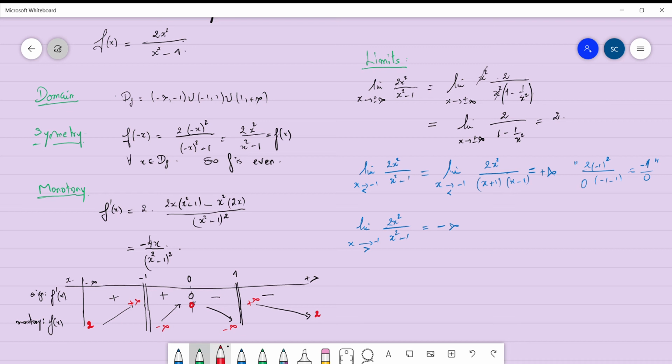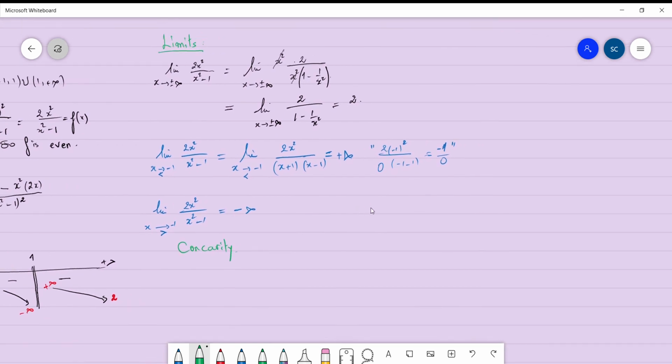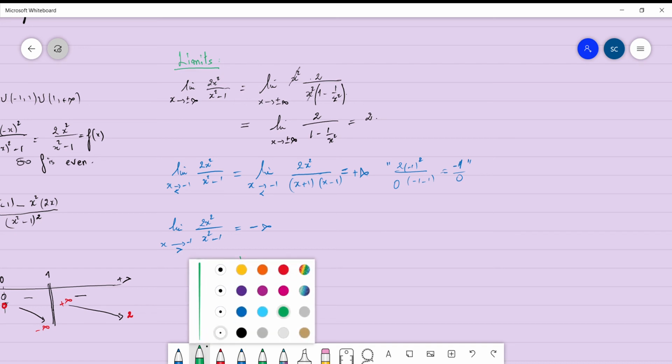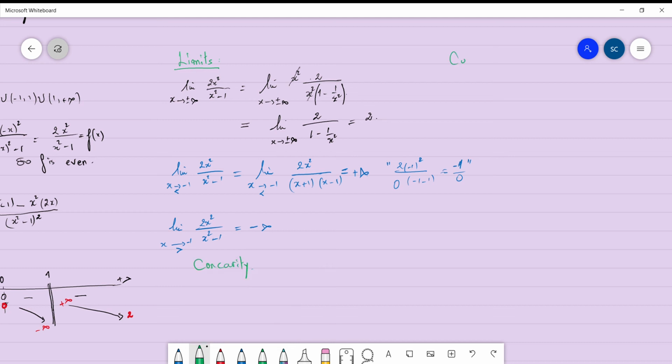So let's introduce concavity now, study the concavity, then graph our function. Maybe I will add it from here. Sorry, I will add the concavity here instead, so that we can graph it and put the graph there. Yes, so concavity. Okay, concavity here.